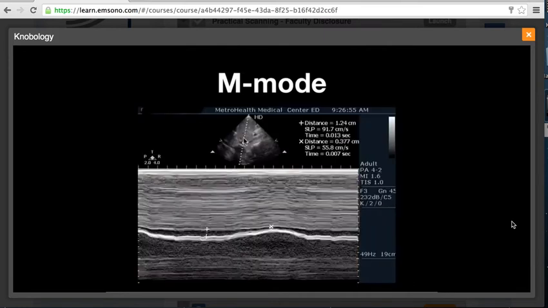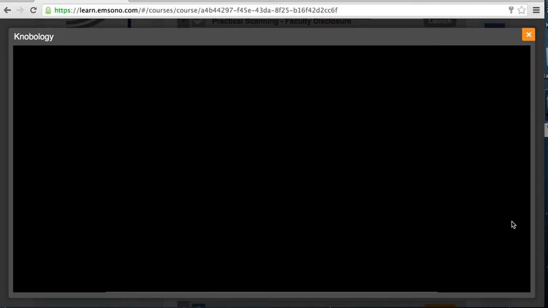Now here's an M mode image. It was a sagittal image of the inferior vena cava, and here is the inferior vena cava here. And you can see that when the patient sniffed, the diameter of the inferior vena cava decreased, and we were able to use this M mode image in order to obtain the different measurements with and without sniffing. So this is another application for M mode. Now this concludes the knobology video.